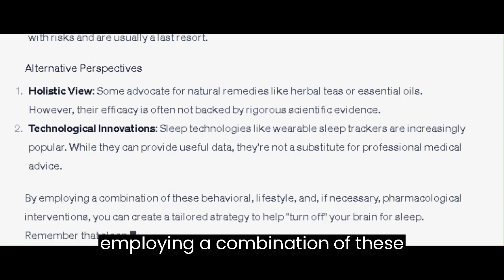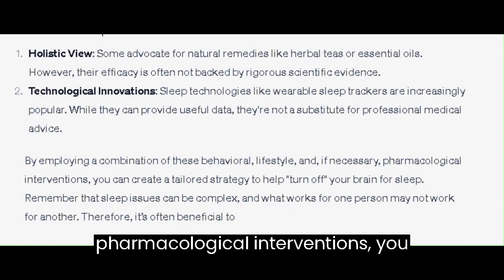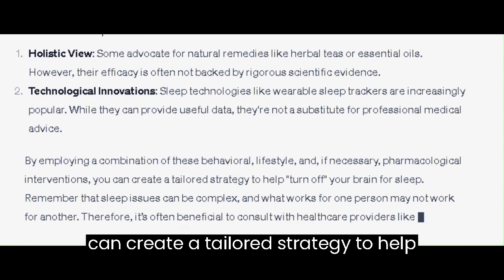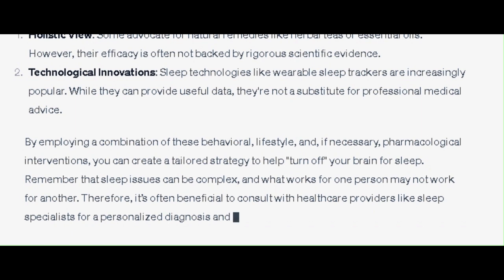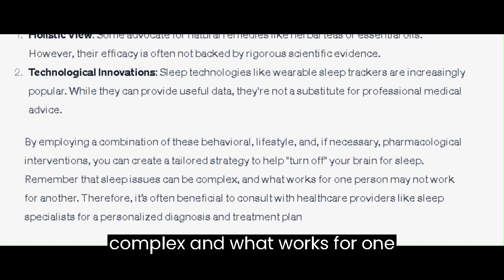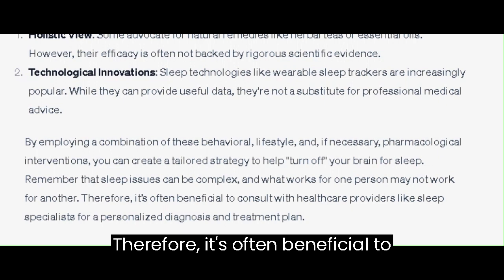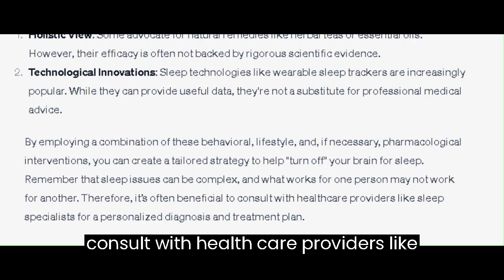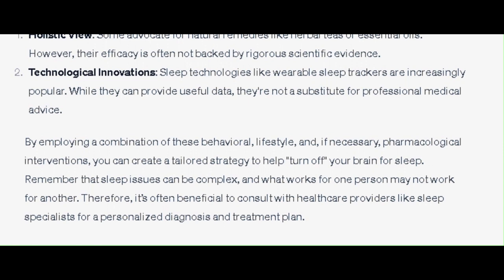By employing a combination of these behavioral, lifestyle, and, if necessary, pharmacological interventions, you can create a tailored strategy to help turn off your brain for sleep. Remember that sleep issues can be complex, and what works for one person may not work for another. Therefore, it's often beneficial to consult with healthcare providers like sleep specialists for a personalized diagnosis and treatment plan.